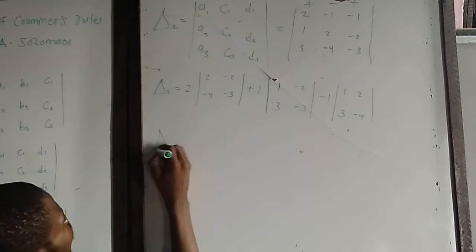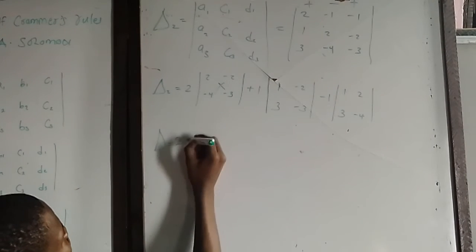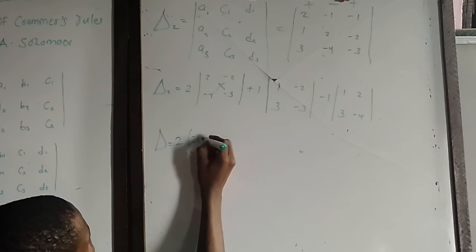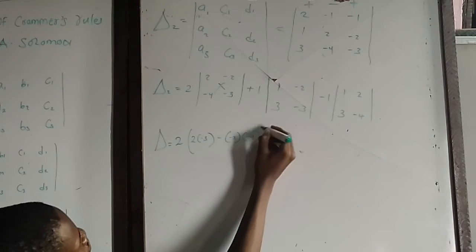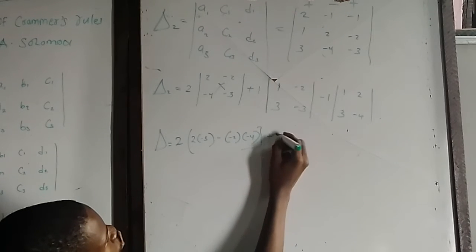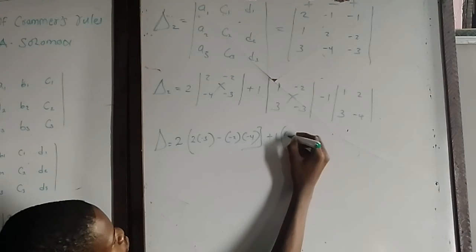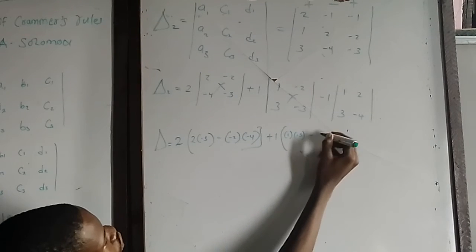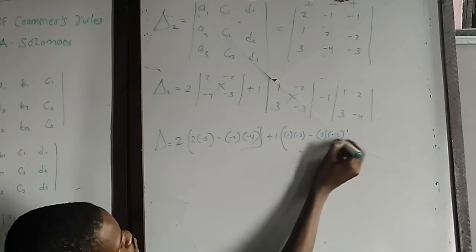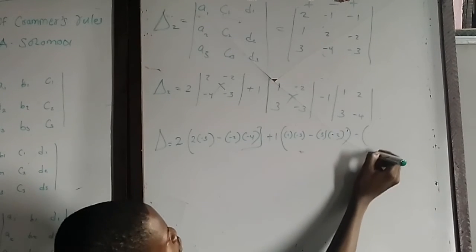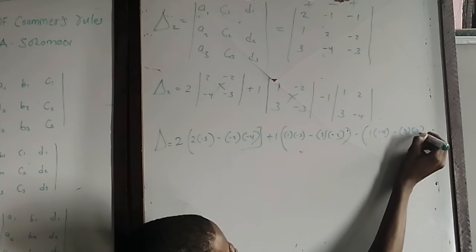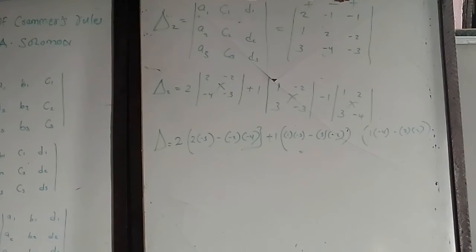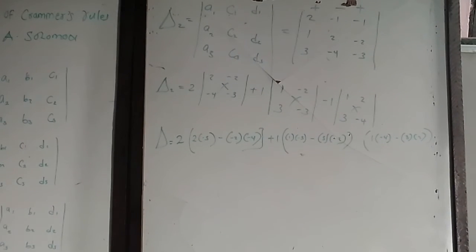So our D2 is equal to what? 2, you multiply this. So you're going to have open bracket 2 times minus 3 minus minus 2 times minus 4. Then you close your bracket. So you have plus 1 times this, 1 times minus 3 minus 3 times minus 2. Then you close your bracket. Minus, open bracket, 1 times minus 4 minus 3 times 2. You close your bracket. Do we understand now?